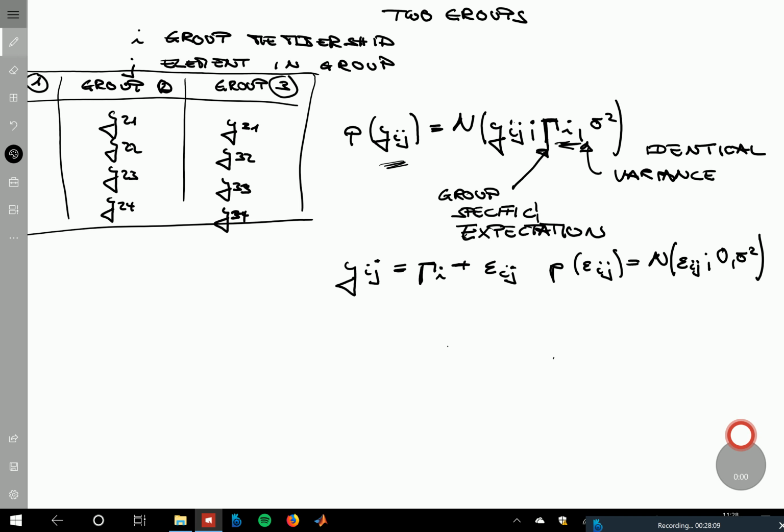Yeah, so these are univariate normal distributions, and the fundamental model of the ANOVA is just that the data point is given by this group-specific offset plus an error, and the errors are independent. Yeah, that's the only thing. So the variance is still the same for all errors.